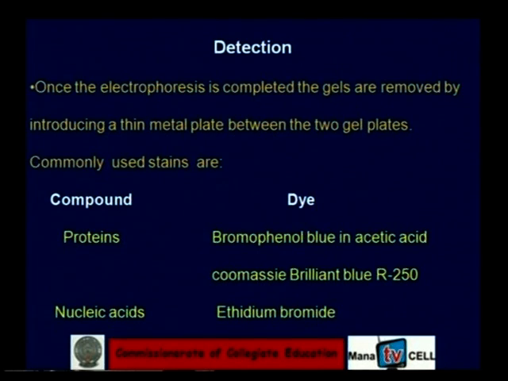Different types of dyes are used for detecting different types of compounds. For example, if we want to detect nucleic acids like DNA and RNA, we use ethidium bromide. And for proteins, we use Coomassie brilliant blue as a dye.